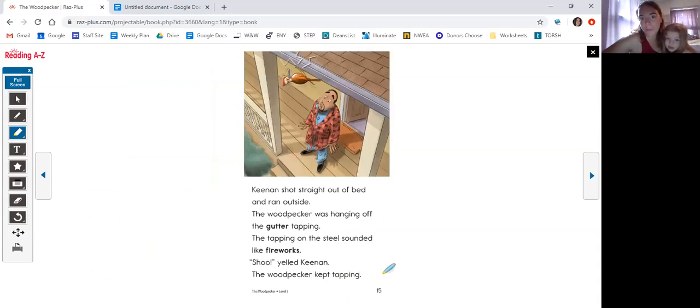What was the woodpecker doing this time? Pause your video and tell me what the woodpecker was doing this time. He was pecking the tree, the house. In the story I read that the woodpecker was hanging off the gutter, tapping. So the woodpecker was now tapping against the gutter of the house, like tap, tap, tap, tap, tap. Wowzer.